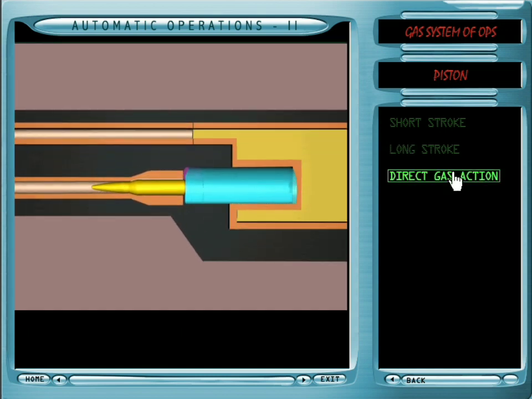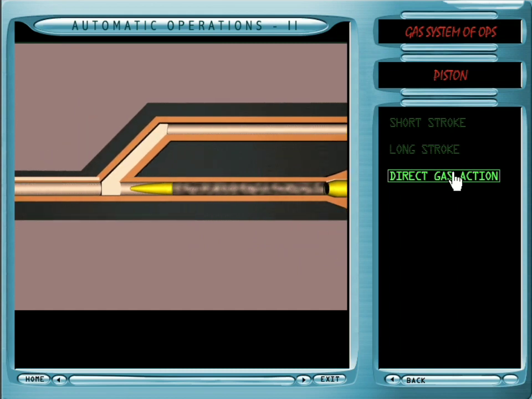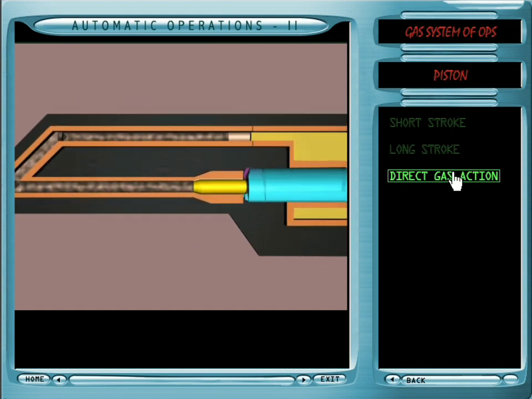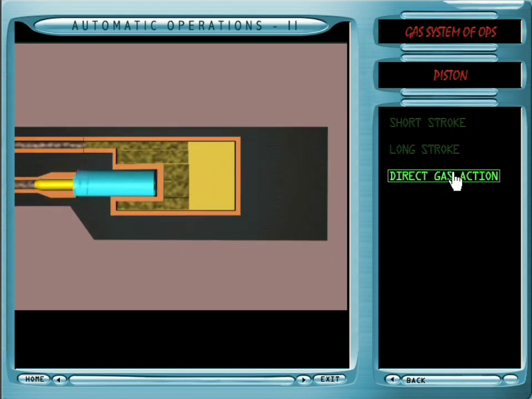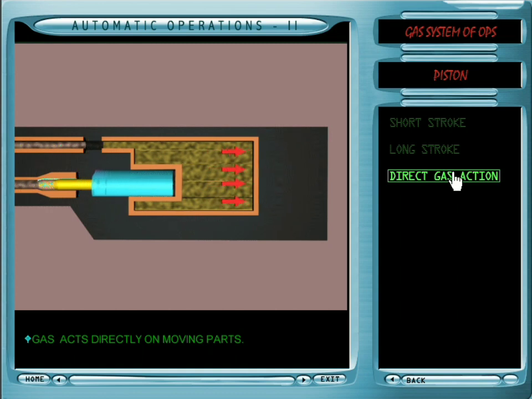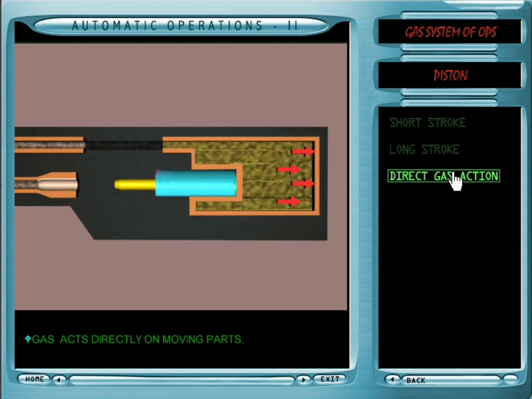Direct gas action. In the latest type of weapons, the piston has been entirely done away with. In direct gas action weapons, the gas, instead of acting on the piston, acts directly on the moving parts and pushes them back to complete the cycle of operation. An example of the same is the M16 rifle.